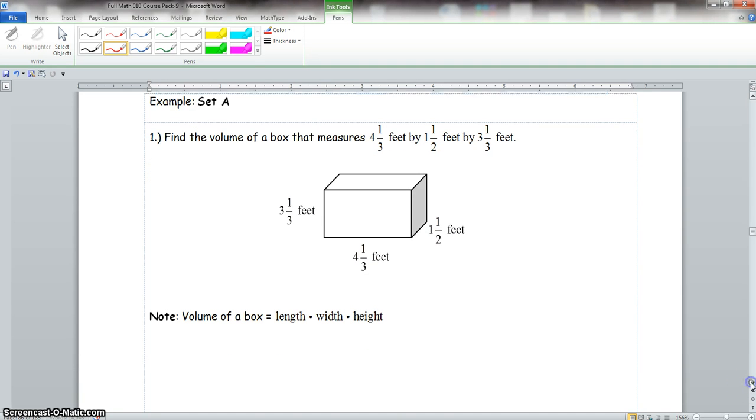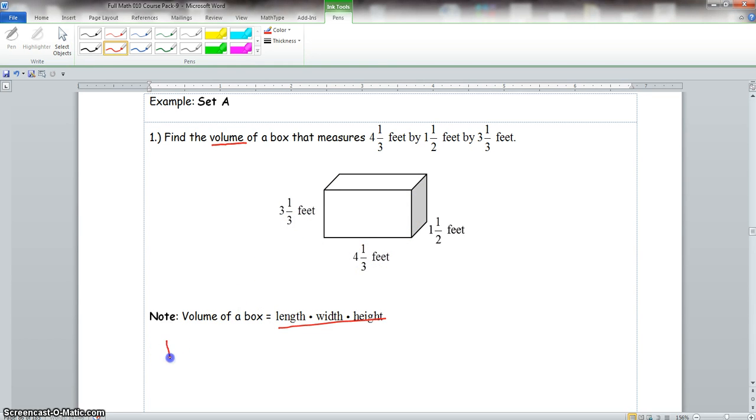Okay, first of all, we got to understand the problem. We understand the problem to mean that they want us to find the volume. Okay, now, in order for us to find the volume, we need the volume formula. Now, we do have the volume formula here. We have length times width times height. That is the volume formula of this rectangular prism here.